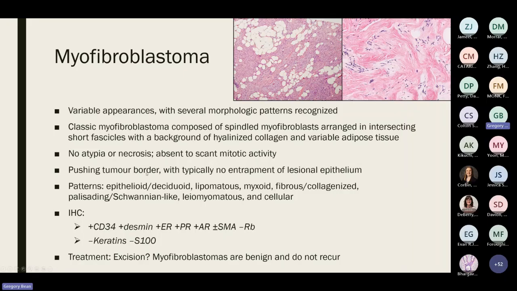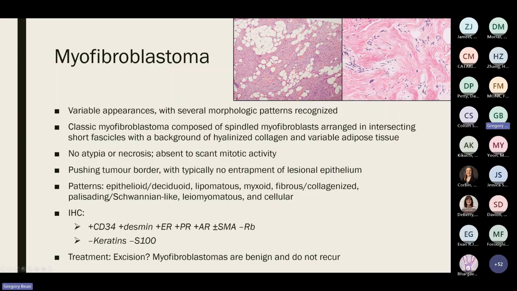The myofibroblastomas have a pushing border and typically don't entrap the lesional epithelium, unlike PASH, which can involve the intralobular stroma. This being said, it's described as classically having a pushing border, but you can occasionally see some, usually at the periphery, entrapped appearing epithelium that might make you question the diagnosis.